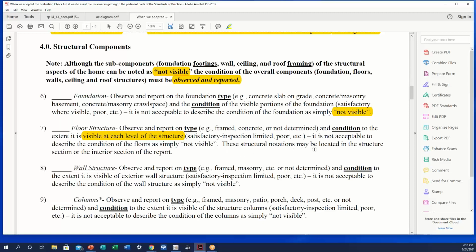Structural notations may be located in the structure section, so they don't care where you put it. If you're reporting on it, it's not that complicated, everybody. Just look at the wording here and say not determined, but you just can't say flooring not visible, wall not visible, foundations not visible. You have to use this wording. If we hear a floor squeak, is that something we need to report? That's a condition. Yep.